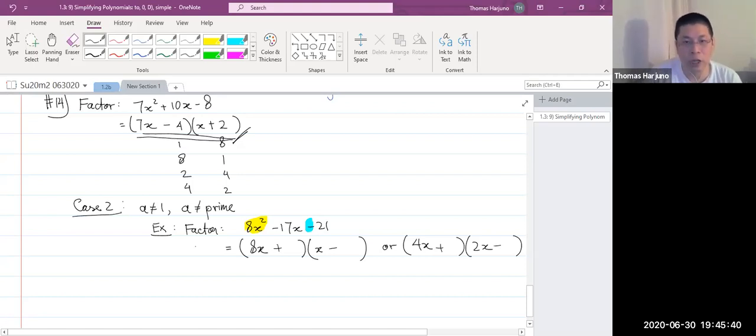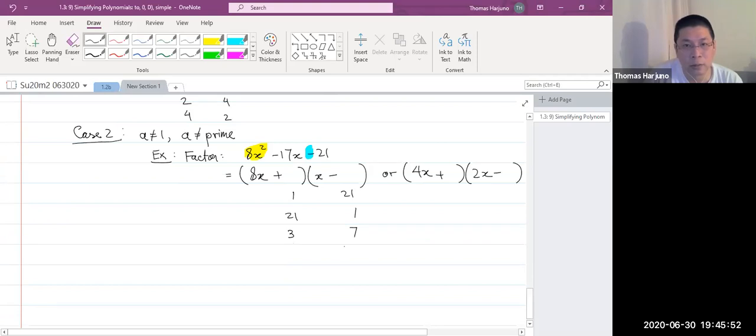Then I need to catch that 21. So it's 1 times 21, 21 times 1, 3, 7, 7, 3. Well, I do likewise here: 1, 21, 21, 1, 3, 7, 7, 3. So there are actually 8 options.